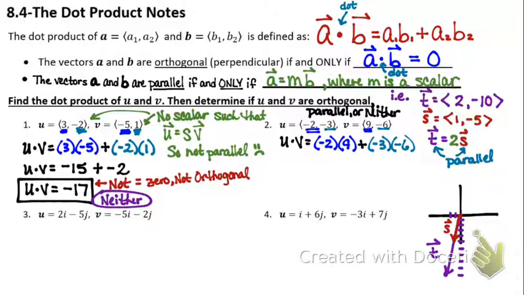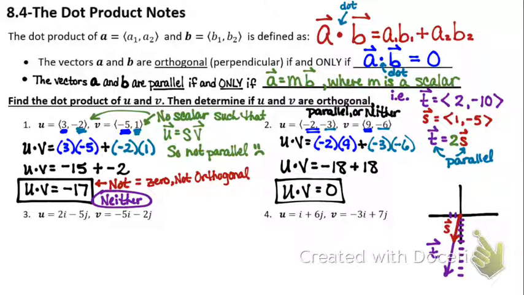What is -2 times 9? Negative 18. -18. Plus -3 times -6? Positive 18. So what is my dot product? 0. What does that mean about these two? They are orthogonal. If I dot them together and I get 0, they are orthogonal.